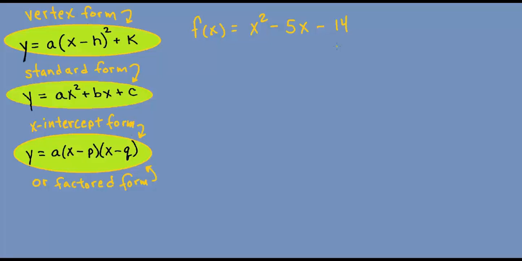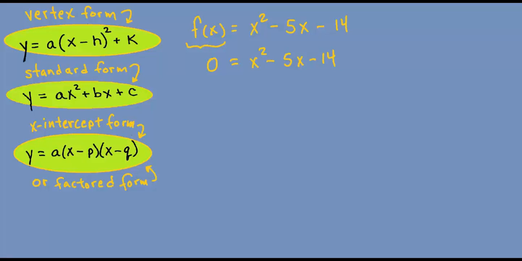Let's see if we can find the x-intercepts. X-intercepts are where y, or f of x, equals 0. So we're going to replace this with a 0. Now, that's not easy to solve. Something squared minus 5 times something minus 14 is 0. But if we factor it, we can do it.